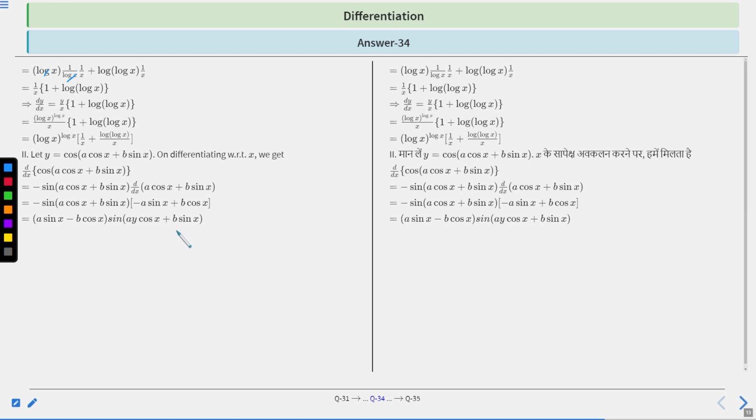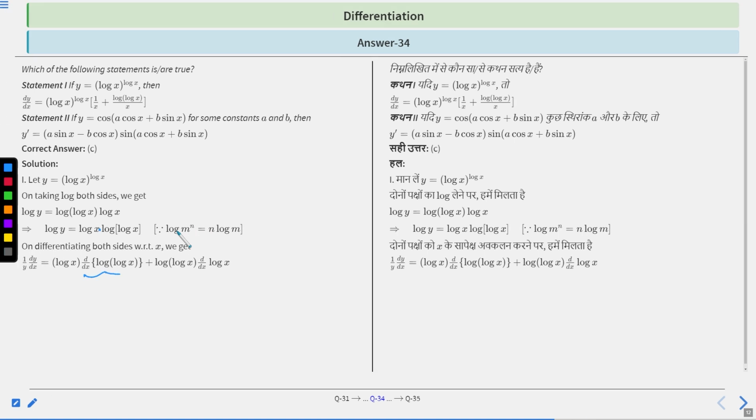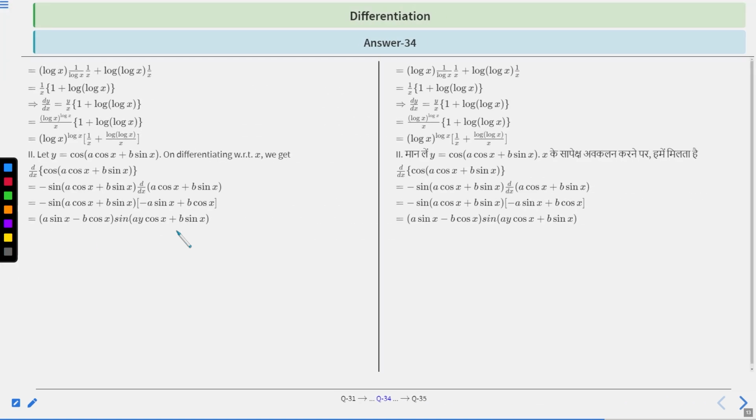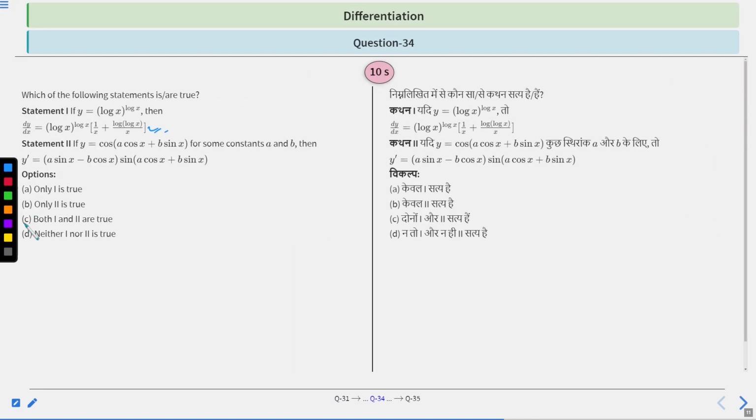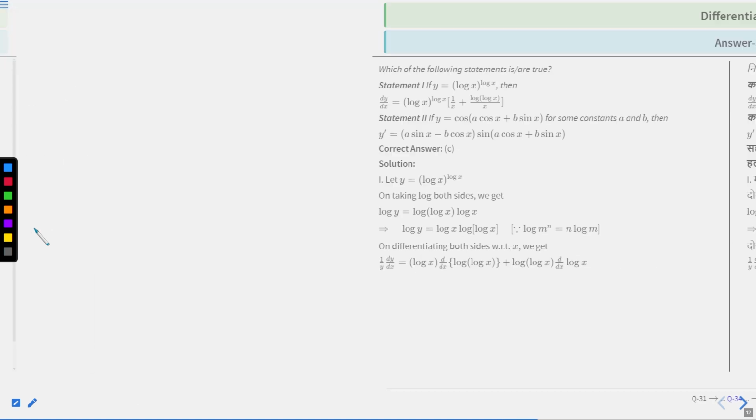Clear? So I think this option is also right because this also matches with this expression. So I think option C is the right choice. Both 1 and 2 are correct. Clear? Both 1 and 2 are true. Okay. So let's move to the next question.